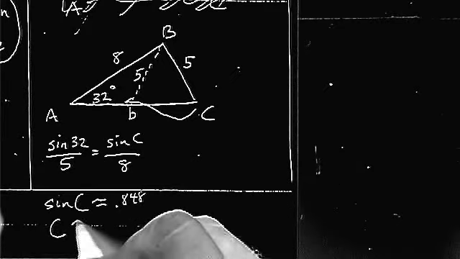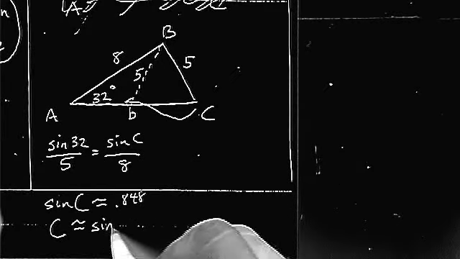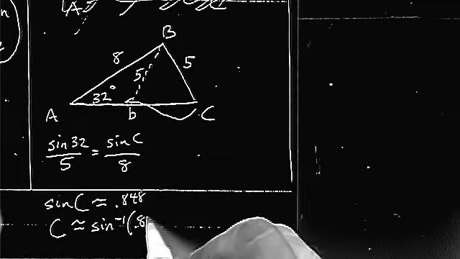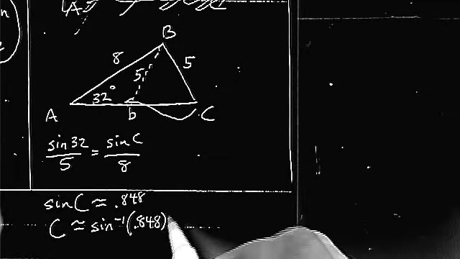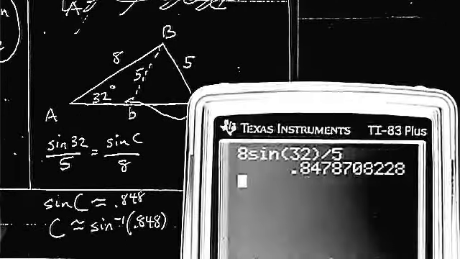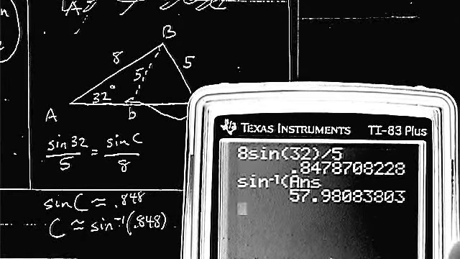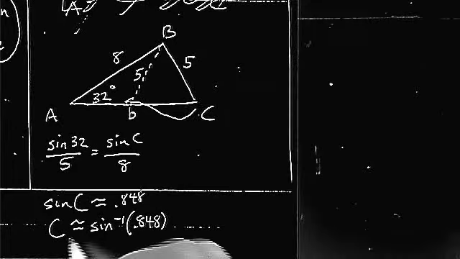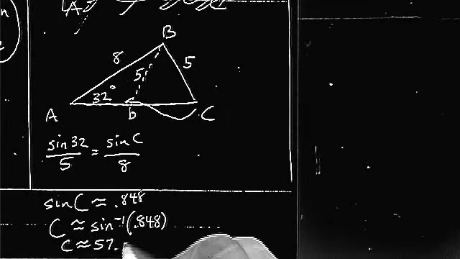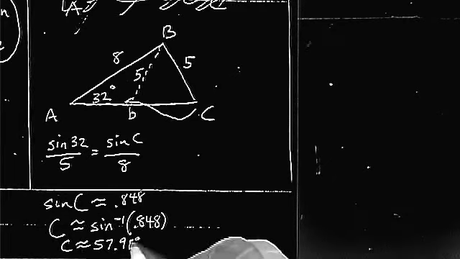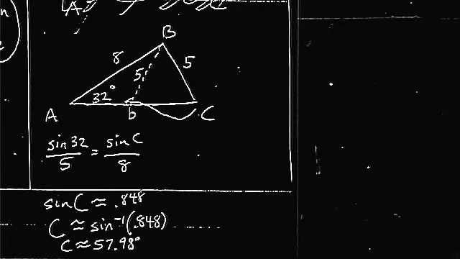And of course, to find angle C, I am going to invert the sine, because the only way we're going to find the actual angle is to invert the sine of that answer. So 57.98 degrees. C is approximately 57.98 degrees. Now that is the acute angle version.